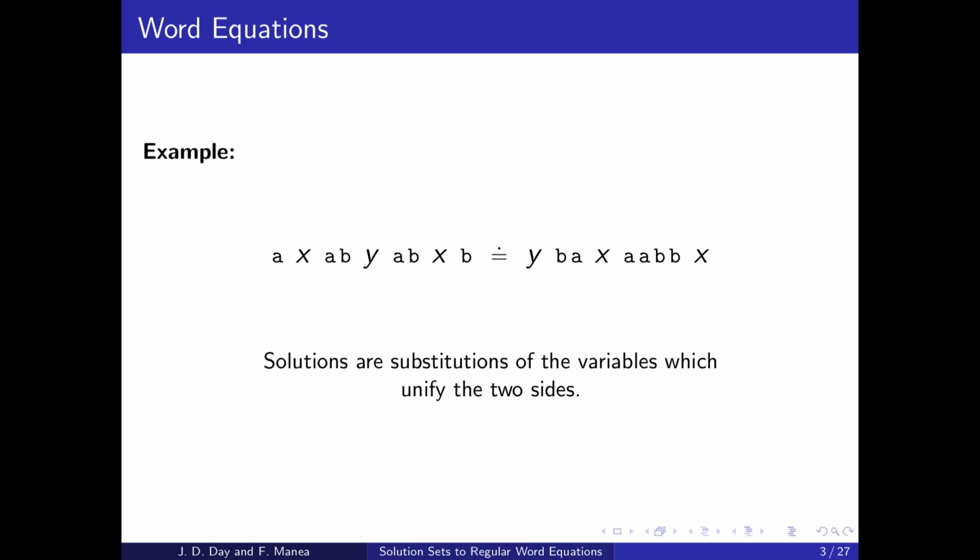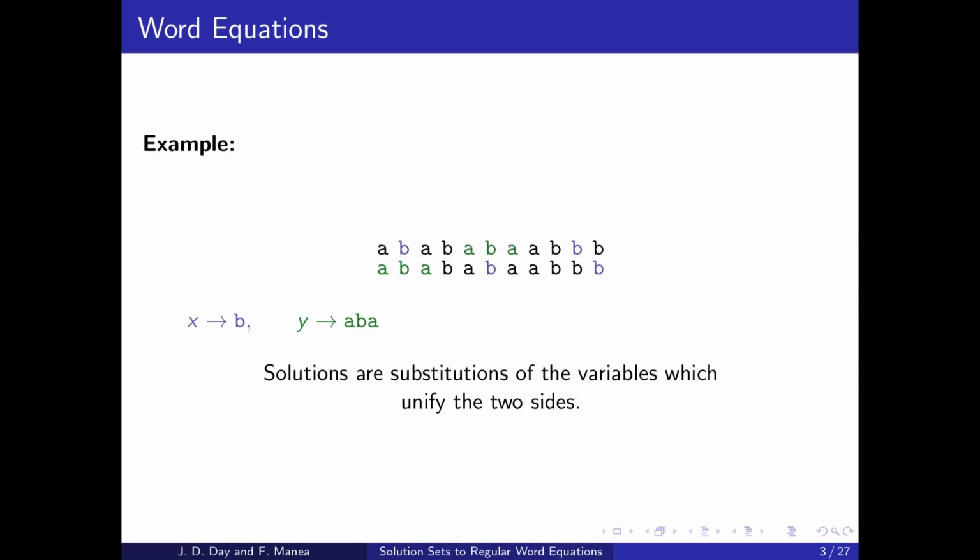So for example, we might substitute x for the letter b and y for the word ABA, and in that case we get the same word on both sides of the equation. So the substitution x goes to b and y goes to ABA is a solution to this particular word equation.